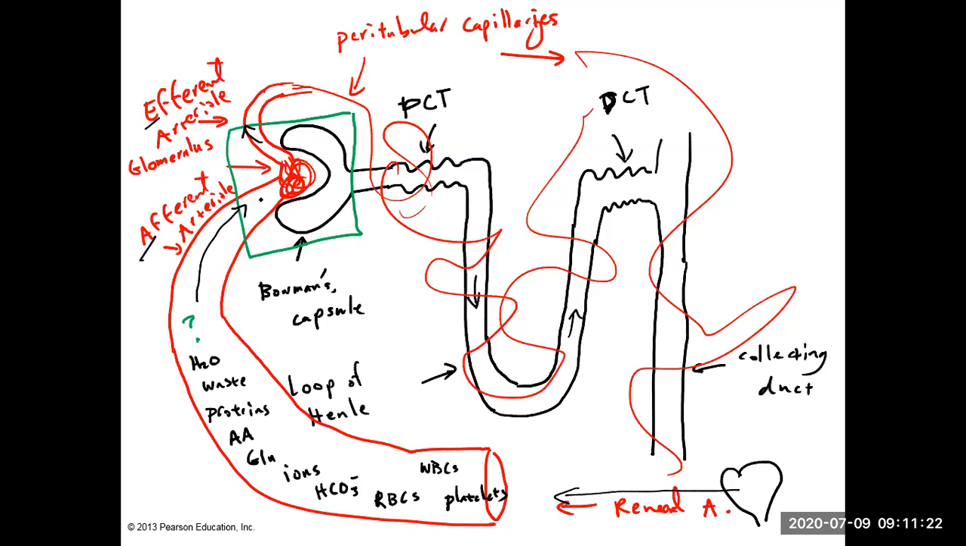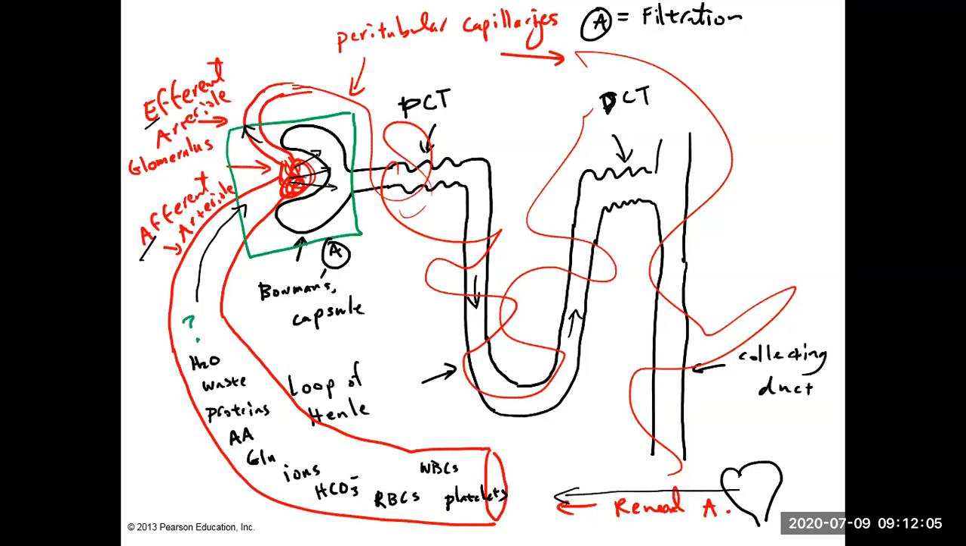But once you get to the glomerulus, smaller stuff can pass through. Larger stuff cannot. So this is where process A takes place. Process A we can put as filtration. Filtration. It happens right in the vicinity of the glomerulus and the Bowman's capsule. Now we need to see what material can pass and what material cannot pass. So this is based on size only.